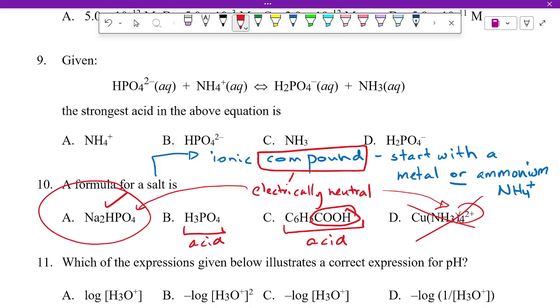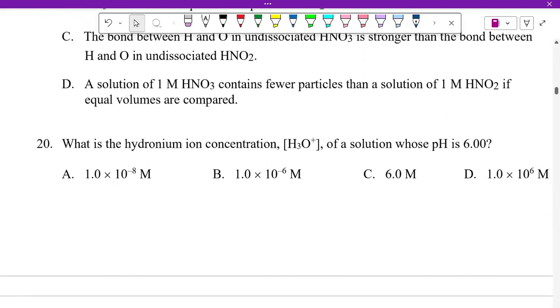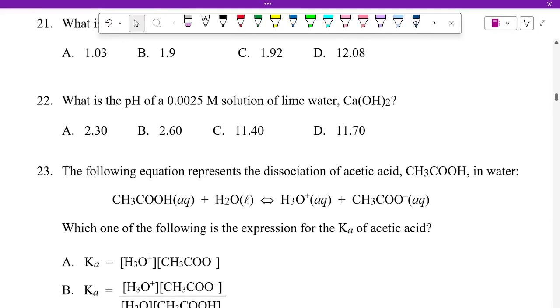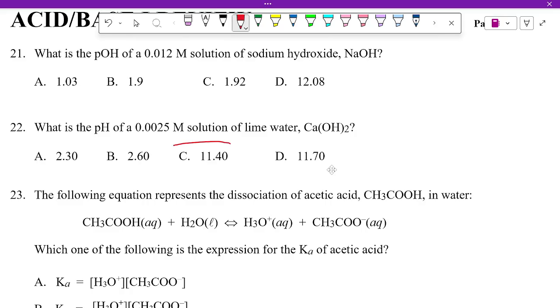Okay, number 22. The pH of 0.0025 molar lime water. I was surprised that so many people asked me about this. I got so many in here and so many in my other block because you did a question exactly like this on that practice quiz, and then you marked the practice quiz. And yet so many people originally got C here.